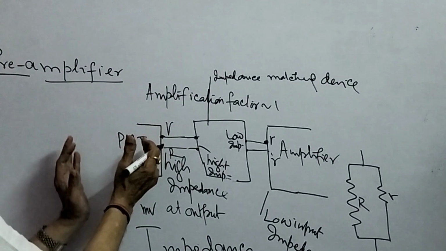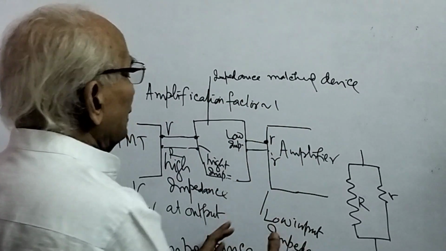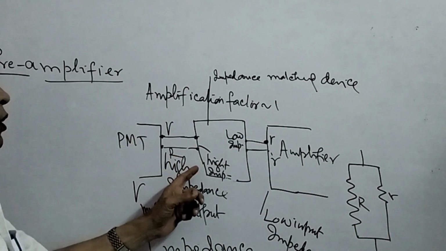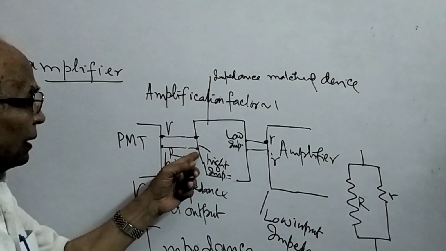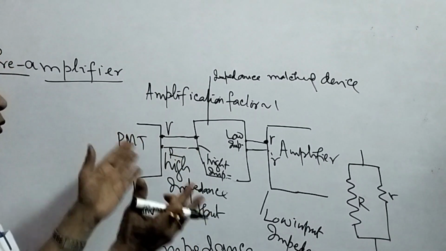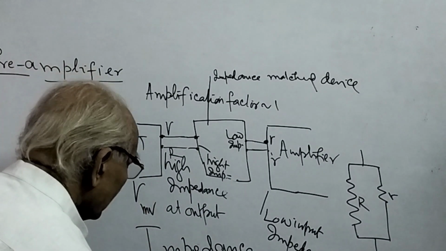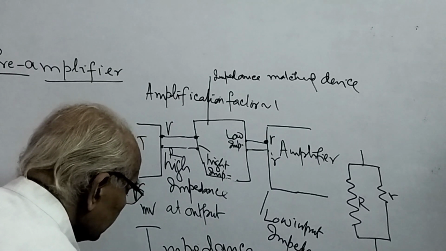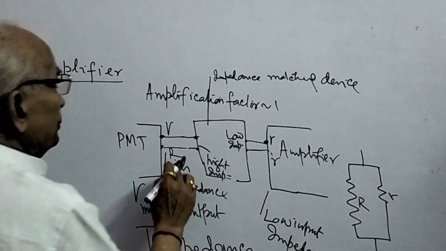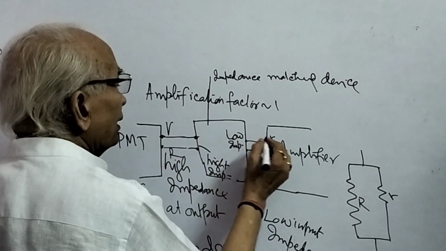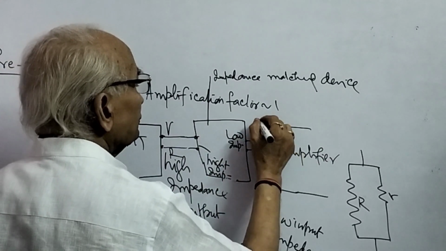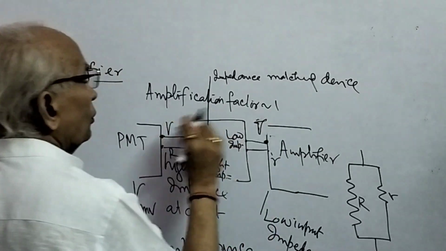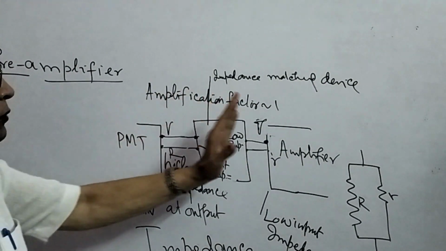To couple a high impedance circuit to a low impedance circuit, we use a circuit just like a common base transistor that has high input impedance. So the pulse here is transmitted here as such, with no attenuation. Pulse from here to here.